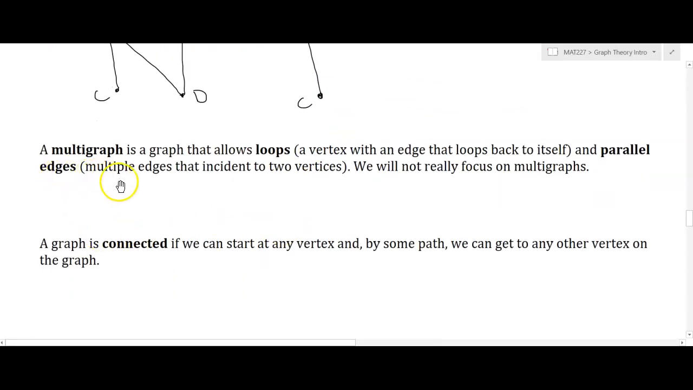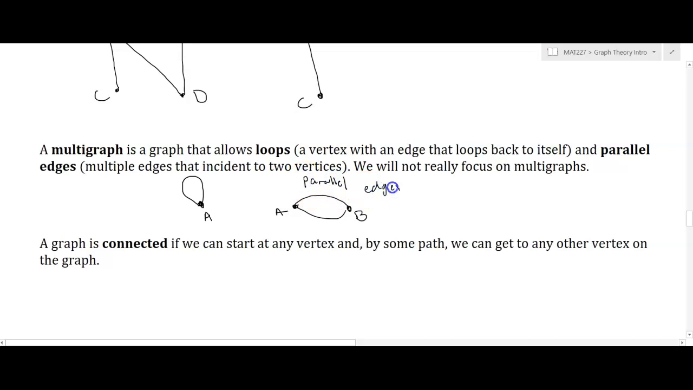Okay, so there's a lot of terminology. We're not going to really focus much on this one, but just to be aware, there's something called a multigraph, and it's a graph that allows loops. So a vertex with an edge that loops back to itself. So for example, if I had a vertex that had a loop back to itself, or I had parallel edges like this, then this is called parallel edge, or parallel edges.